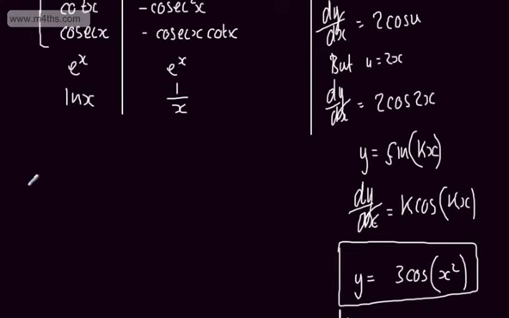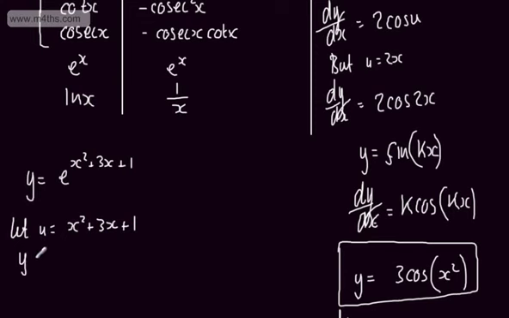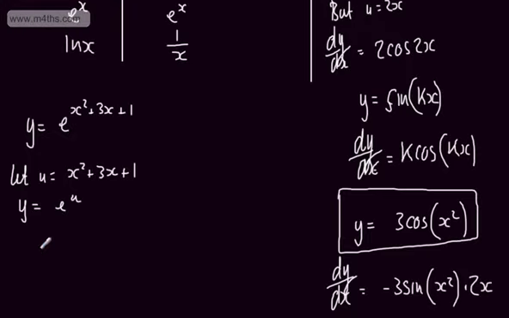So let's say y is equal to e to the x squared plus 3x plus 1. So what we have here is a function of a function. So what we're going to say is let u be equal to this inside function. So if we say let u be equal to x squared plus 3x plus 1, we've got y is equal to e to the u. If we look at the derivative of e to the x, we get e to the x. So the derivative of e to the u is e to the u.